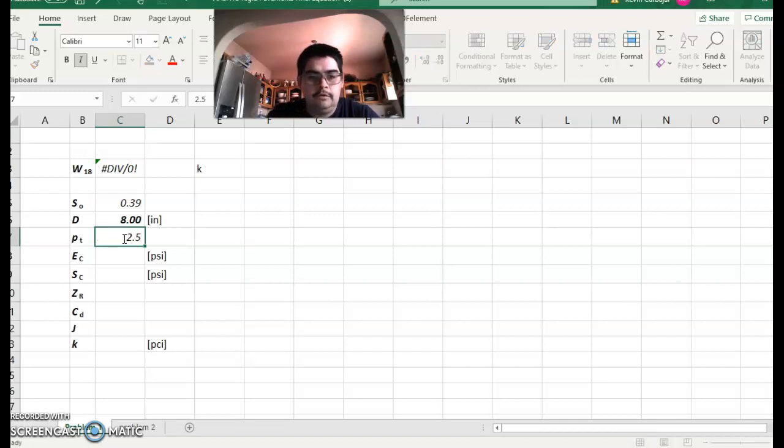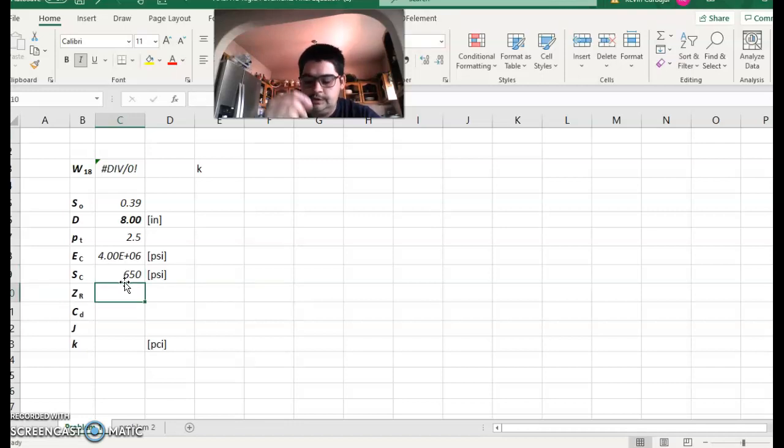So my EC for the cement concrete layer is 4e6. My modulus of rupture is, where is it at? 650. The problem says do not use the reliability term.